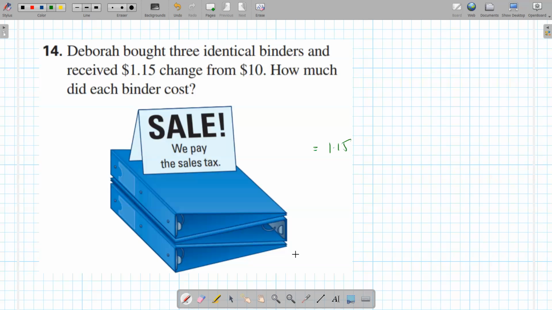So just think about it. What does X represent? Each binder cost, yeah? So how much did 3 binders cost? 3X, right? How much does she have in total? 10. So what goes on this side? We subtract something from something.